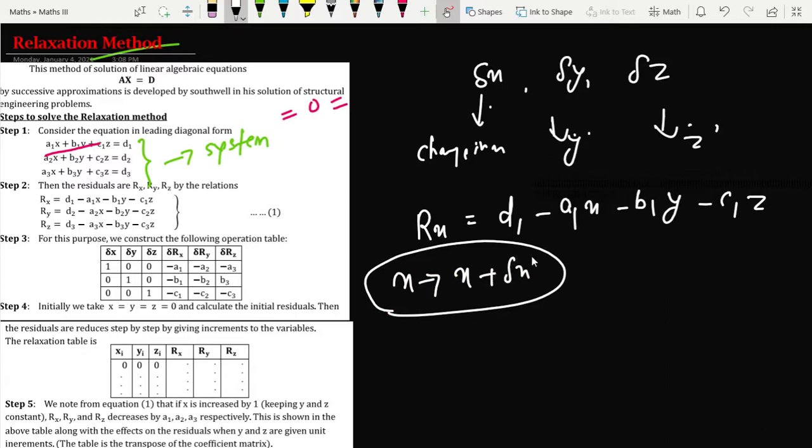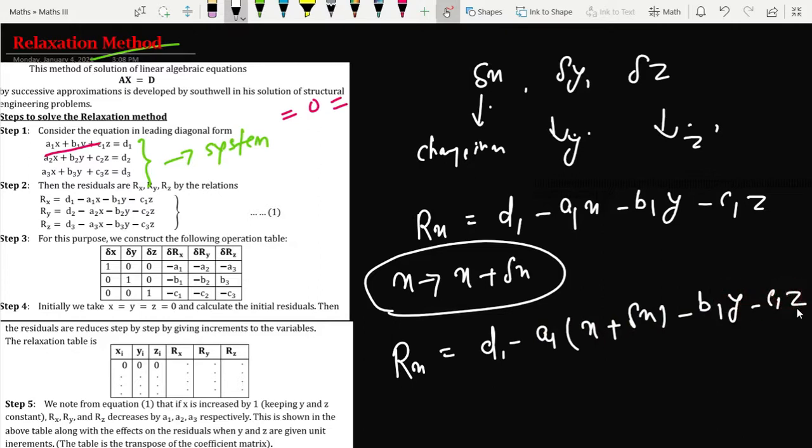I have considered only the change in x, and there is no change in y and z. We only use the concept of change in x. So suppose I change the variable x to x plus delta x, then what is the value for Rx? We get Rx equal to d1 minus a1 into x plus delta x minus b1y minus c1z.